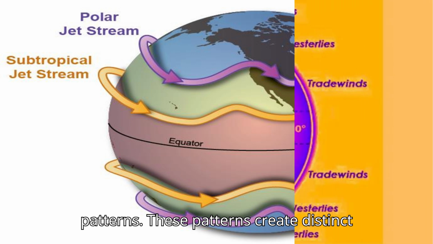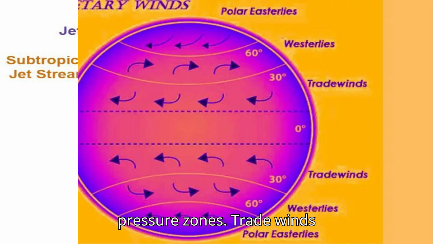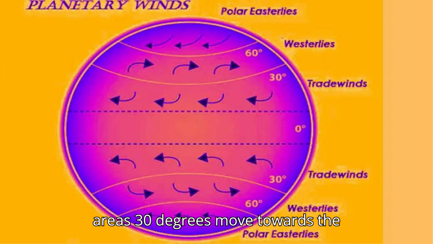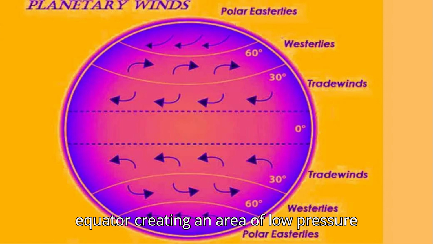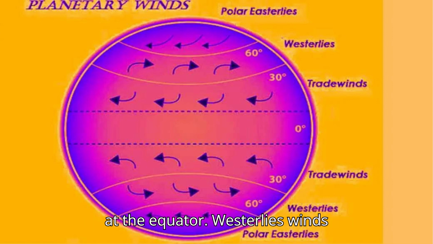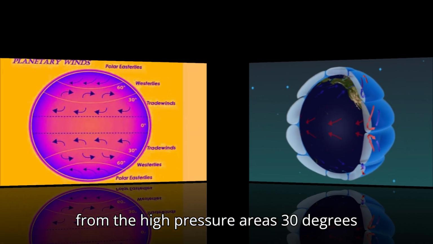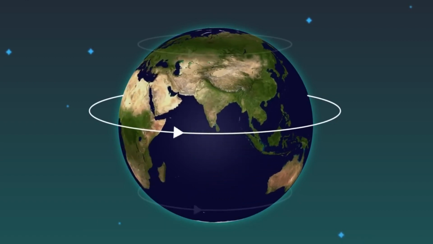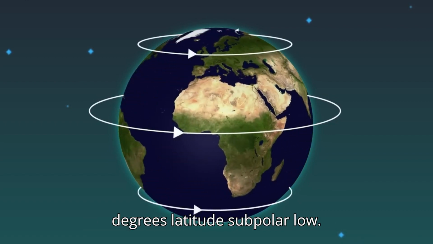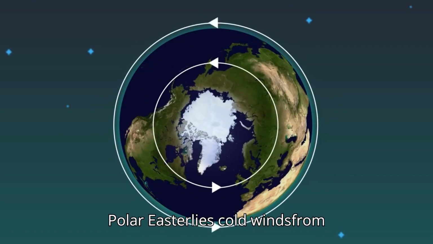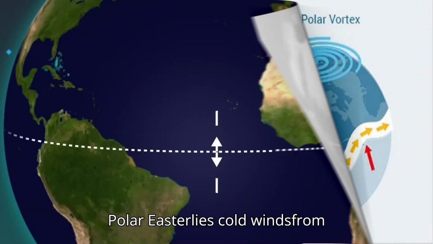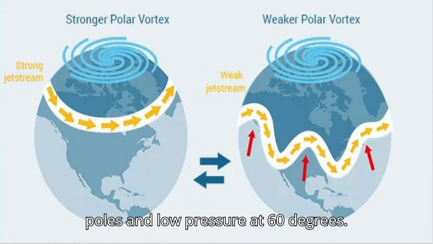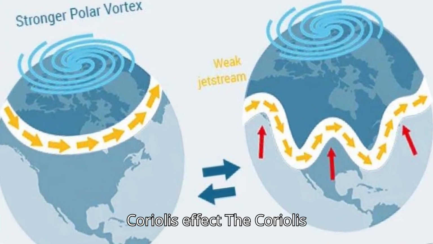These patterns create distinct pressure zones. Trade winds from the subtropical high-pressure areas, 30 degrees, move towards the equator, creating an area of low pressure at the equator. Westerlies, winds from the high-pressure areas, 30 degrees to 60 degrees, move towards the poles, creating a low-pressure zone at 60 degrees latitude, the subpolar low. Polar easterlies, cold winds from the poles, move toward the lower latitudes, creating high pressure at the poles and low pressure at 60 degrees.